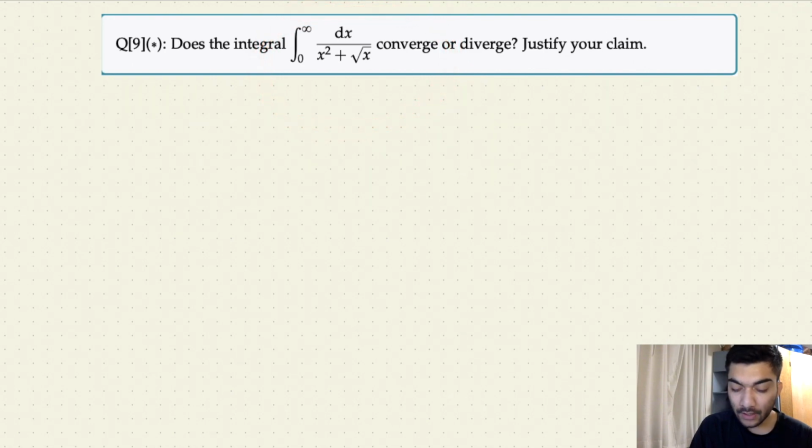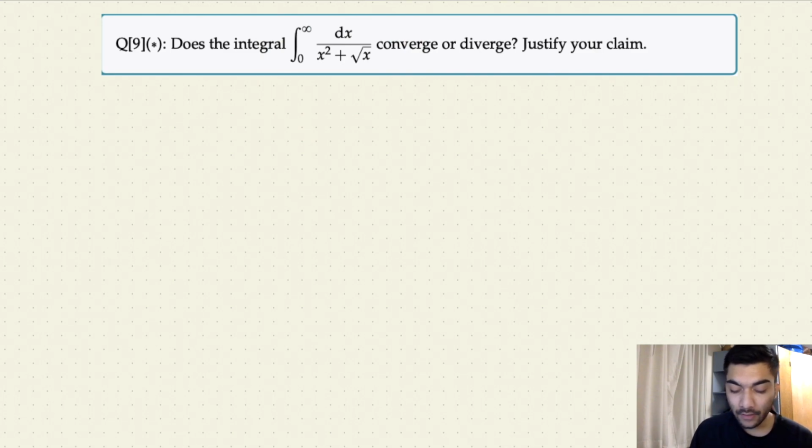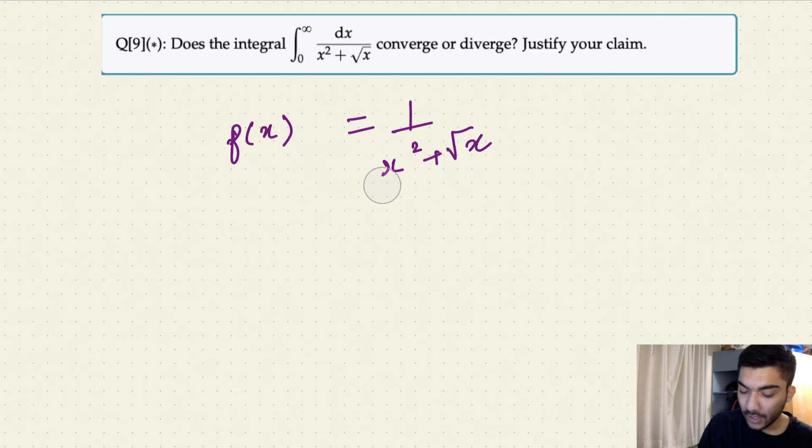So you know that when we have to use comparison test, we always come up with a second function for which it is easier for us to calculate the integral of our second function rather than calculating the integral of the original function, right? And you can clearly see in this case that since this is a complex integral, our original function is basically 1 over x squared plus root x, right?